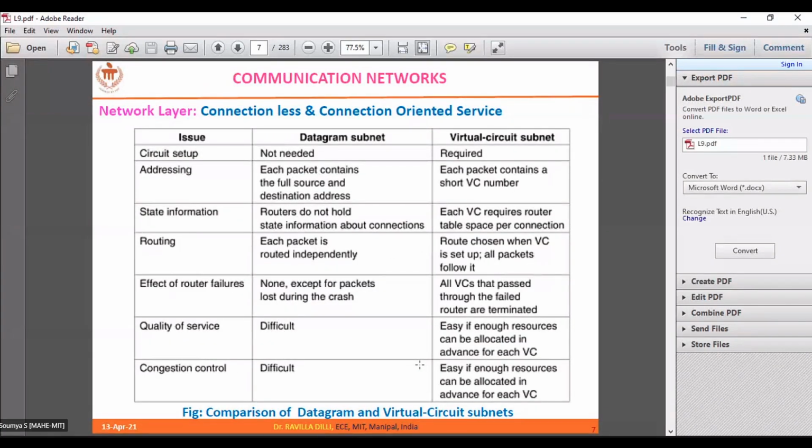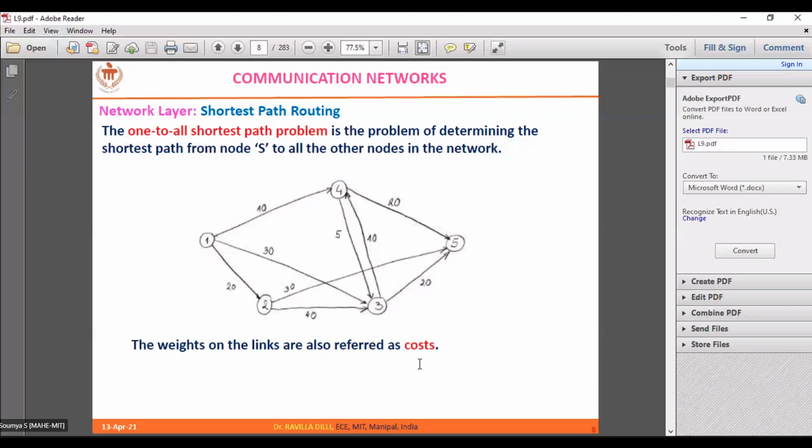Now, coming to routing. Routing, as I said, is a very, very important concept in a network. In our course, we try to study two routing algorithms. One is known as Dijkstra's algorithm and the other one is known as Bellman-Ford algorithm. For those of you who had the opportunity of starting our lab just a few days ago, in the CN lab, some of you at least must have done this.